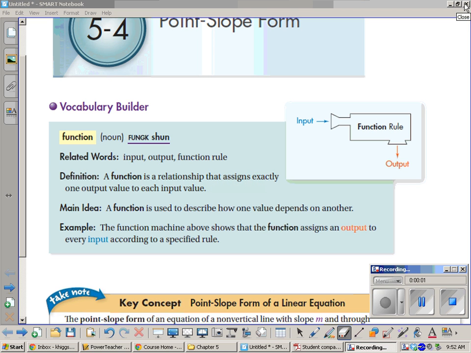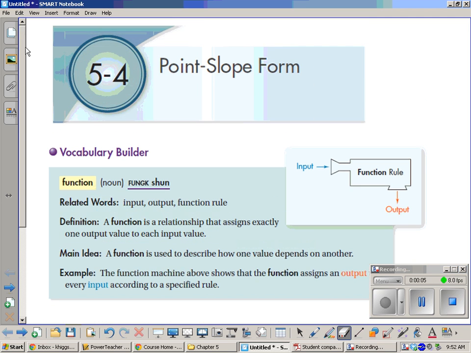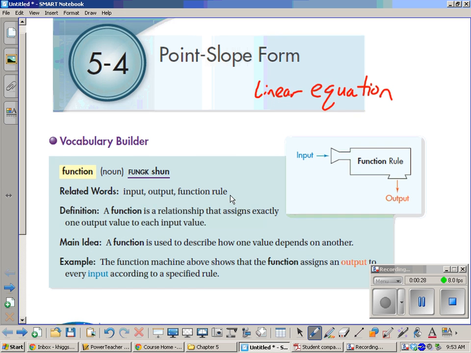Good afternoon, algebra class. Today we're going to be dealing with an equation that has to do with point-slope form of a line. So this is still a linear equation. We're still going to be dealing with lines, but it's a different form. The one we dealt with yesterday, or last week, was slope-intercept, y equals mx plus b. This is a new form.